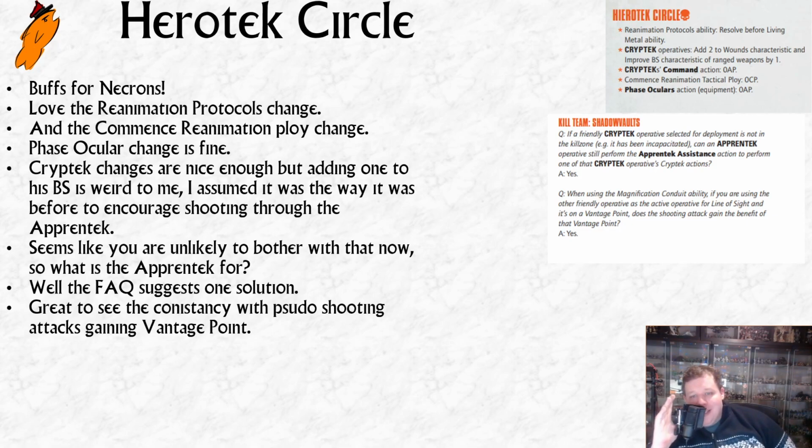Talking of Apprentech, the FAQ does give him a little boon, so it just clarifies that he can still use one of his Cryptek operative's Cryptek actions once the Cryptek operative has been killed, which is fine. Good. And another clarification about pseudo-shooting attacks getting vantage points. So, when using the Magnification Conduit ability, if you are using the other friendly operative as the active operative in line of sight, and it's on a vantage point, does the shooting attack gain the benefit of that vantage point? Yes, it does, which is great.